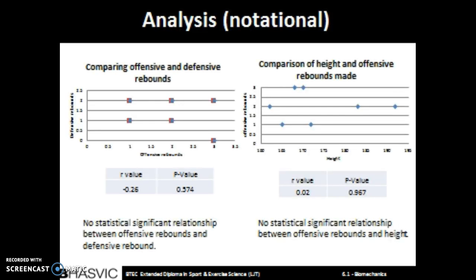So firstly, if you look at these graphs, you can see that there's a correlation graph showing the difference between height and the offensive rebounds within the group. As you can see, there is a slight positive correlation between height and offensive rebounds made, although when this is done through a significance test, it shows that there was no statistically significant relationship between the two. This is also the same for when comparing offensive and defensive rebounds. As you can see, there's no correlation within the P and R values.